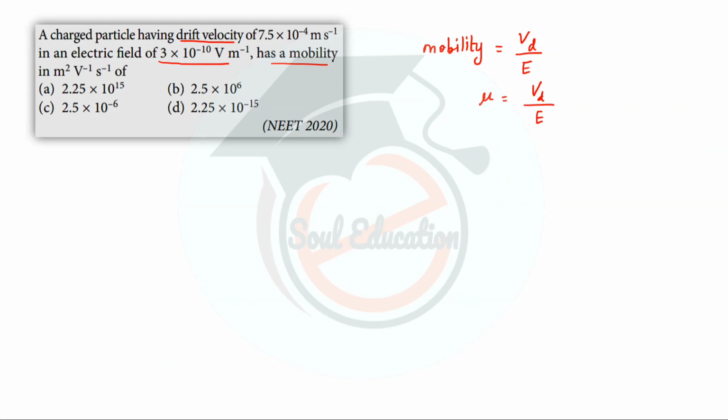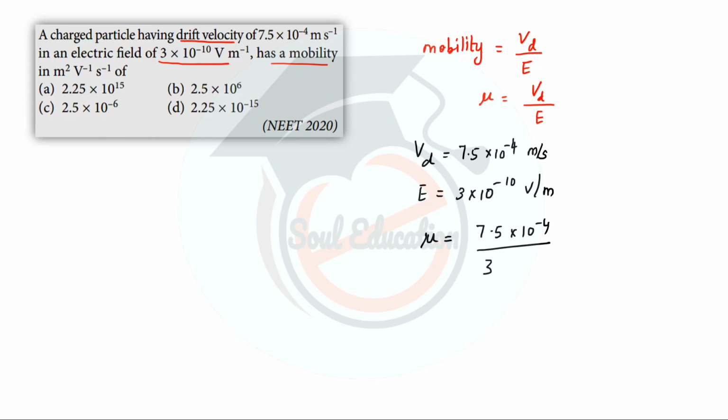Here, the drift velocity is given: Vd is 7.5 into 10 to the power of minus 4 meter per second. Next, the electric field is given, which is equal to 3 into 10 to the power of minus 10 volt per meter. Mobility is equal to drift velocity, 7.5 into 10 to the power of minus 4, upon the electric field, 3 into 10 to the power of minus 10. Now if we cancel this, 3 into 2.5, so mu is equal to 2.5 into 10 to the power of plus 6.